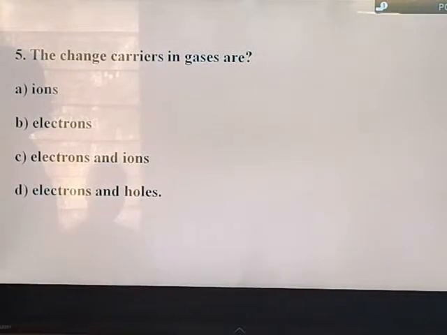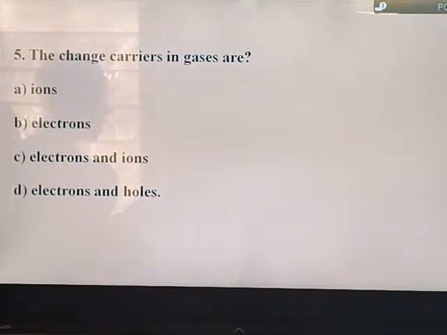Now let me expatiate more. We know that different substances have different charge carriers. For example, the charge carriers in metals are mobile electrons only. The charge carriers in electrolytes are ions. The charge carriers in semiconductors like germanium and silicon are option D, which is electrons and holes. But the question is asking us, what are the charge carriers in gases? The only charge carriers in gases are the ions, that's the positive ion and the negative ion. So the correct answer once again for number 5 is A.